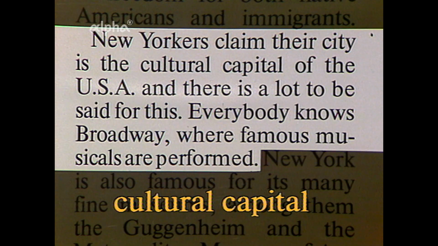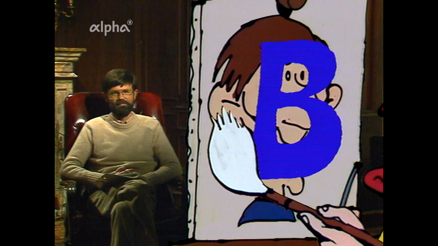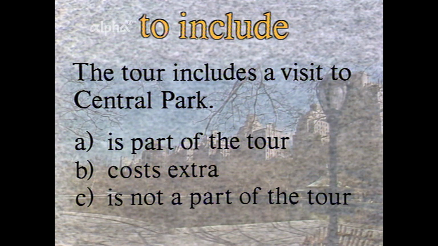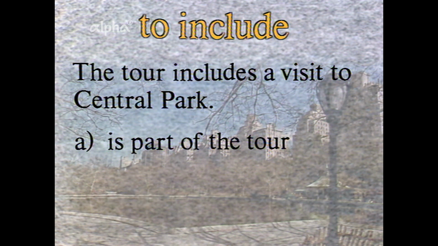New York can be called the cultural capital of the USA. There are some verbs in the text we should look at now. To include. Let's use it in a new sentence. The tour includes a visit to Central Park. This means a visit to Central Park is part of the tour, costs extra, or is not a part of the tour. Which is the correct answer? It's A. A visit to Central Park is part of the tour.